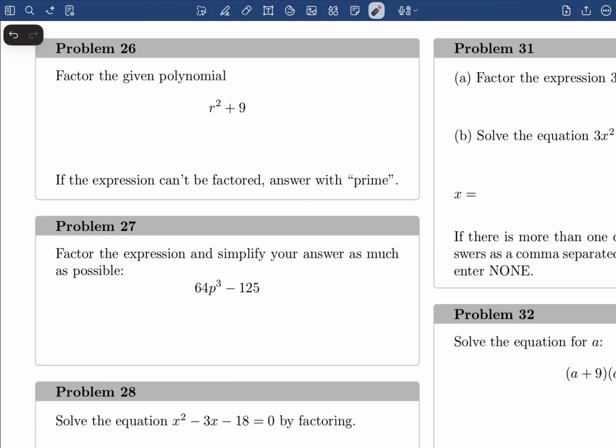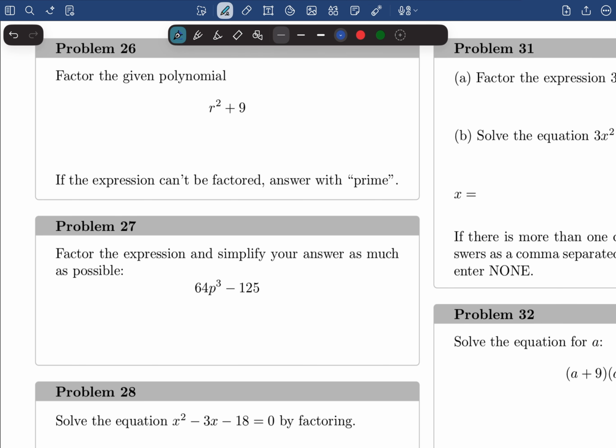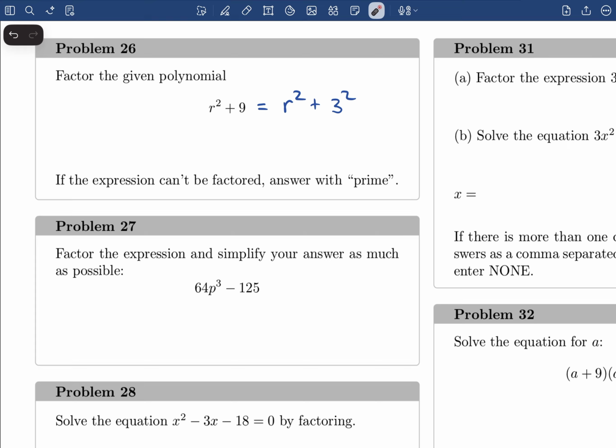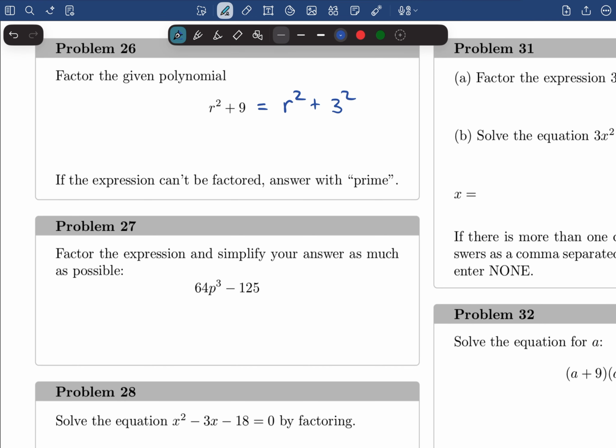So we're moving on to problem number 26, and it says factor the given polynomial, r squared plus 9. And you might say, well, that's not the difference of squares, that's the sum of squares, r squared plus 3 squared. And when we encounter the sum of two things that are squared, it's not factorable. And if the expression can't be factored, we answer with prime. So that's what I'm going to say. The answer is that this thing that we started with, it's prime. It cannot be factored any further. It's prime.